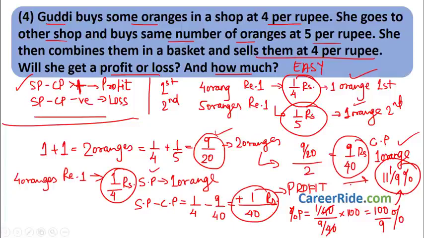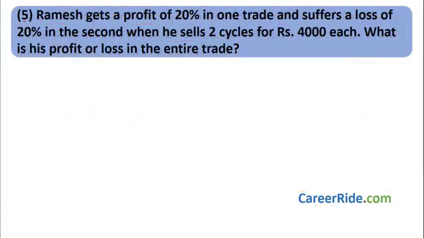Moving to question number 5. Ramesh gets a profit of 20% in one trade and suffers a loss of 20% in the second when he sells 2 cycles for rupees 4,000 each. What is his profit or loss in the entire trade?